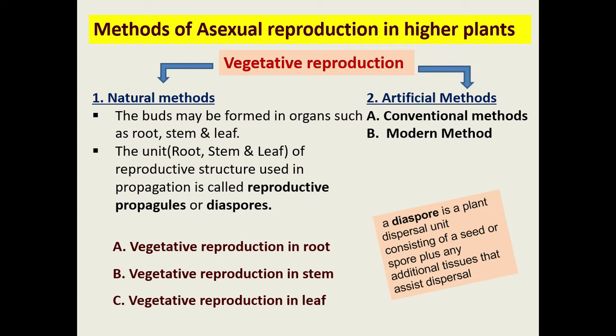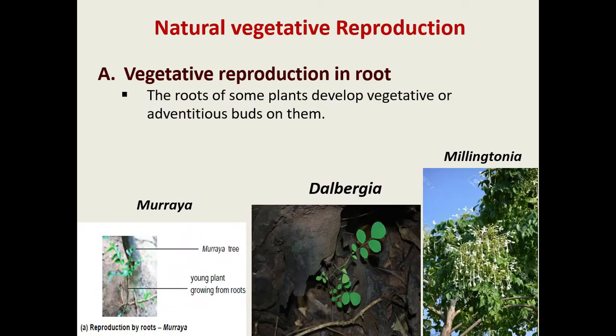In the natural methods, there are three types: vegetative reproduction in root, stem and leaf. Whereas the artificial methods are another type of vegetative reproduction, which includes the conventional method and the modern method. Let us see them one by one. First, natural vegetative reproduction in root. How do roots produce their progeny? Roots of some plants develop vegetative or adventitious buds on them, through which they reproduce, and the progeny produced by vegetative reproduction is genetically identical.